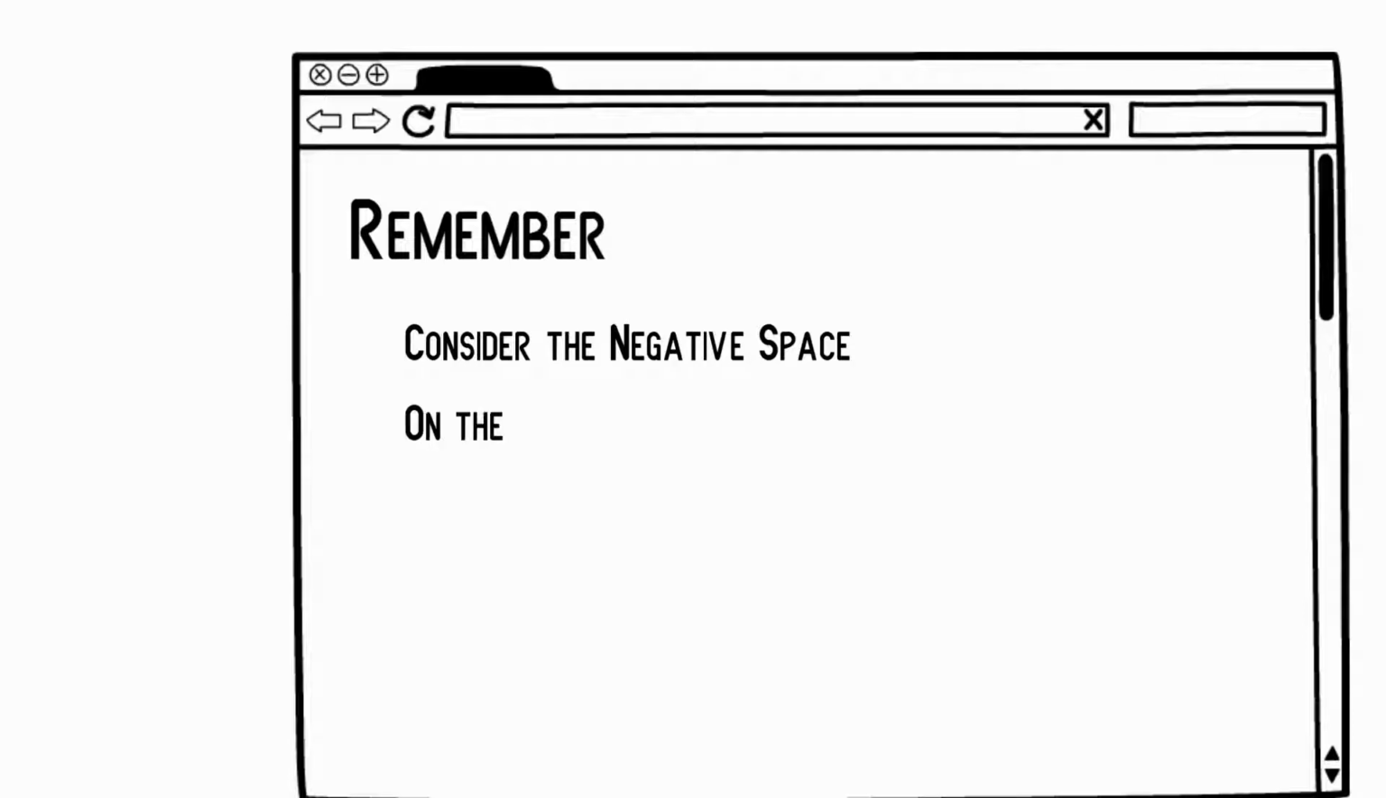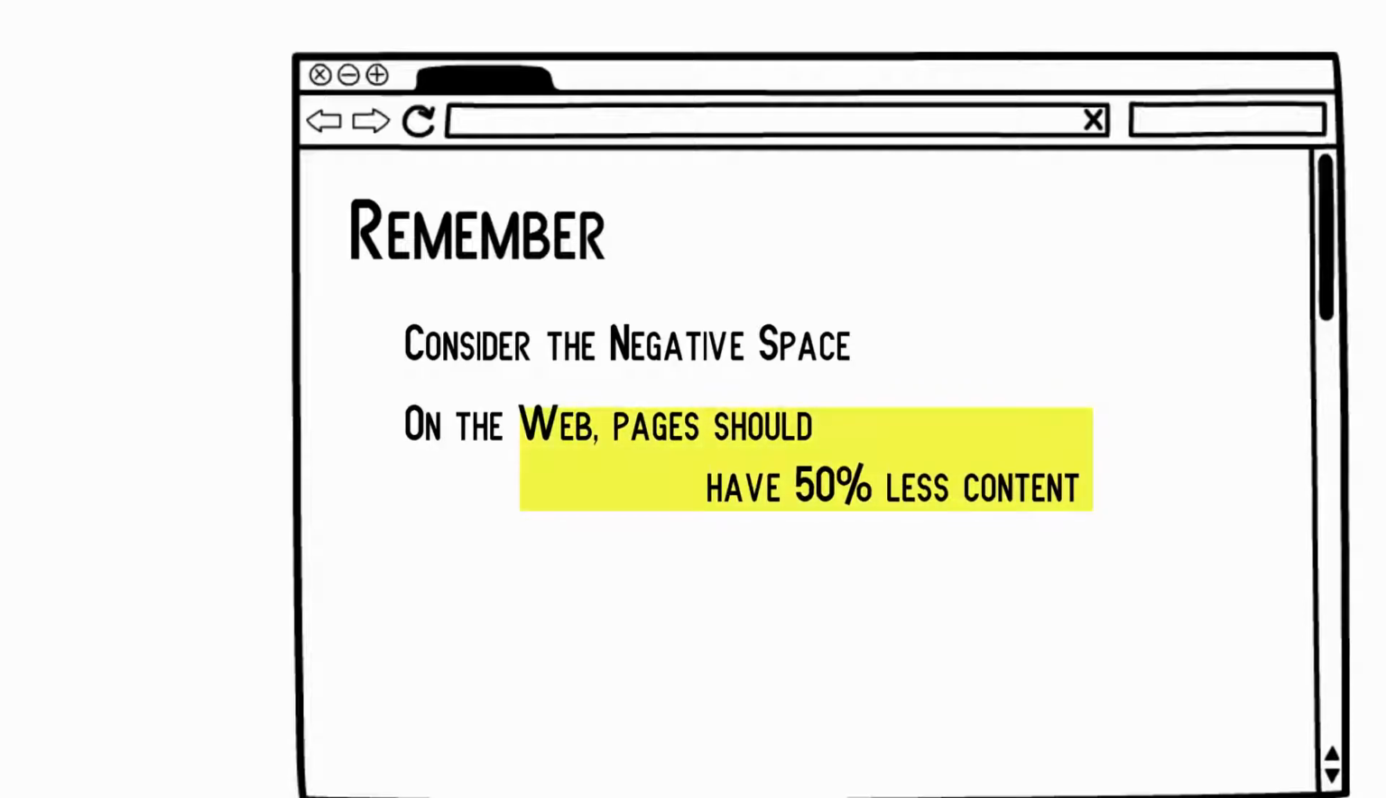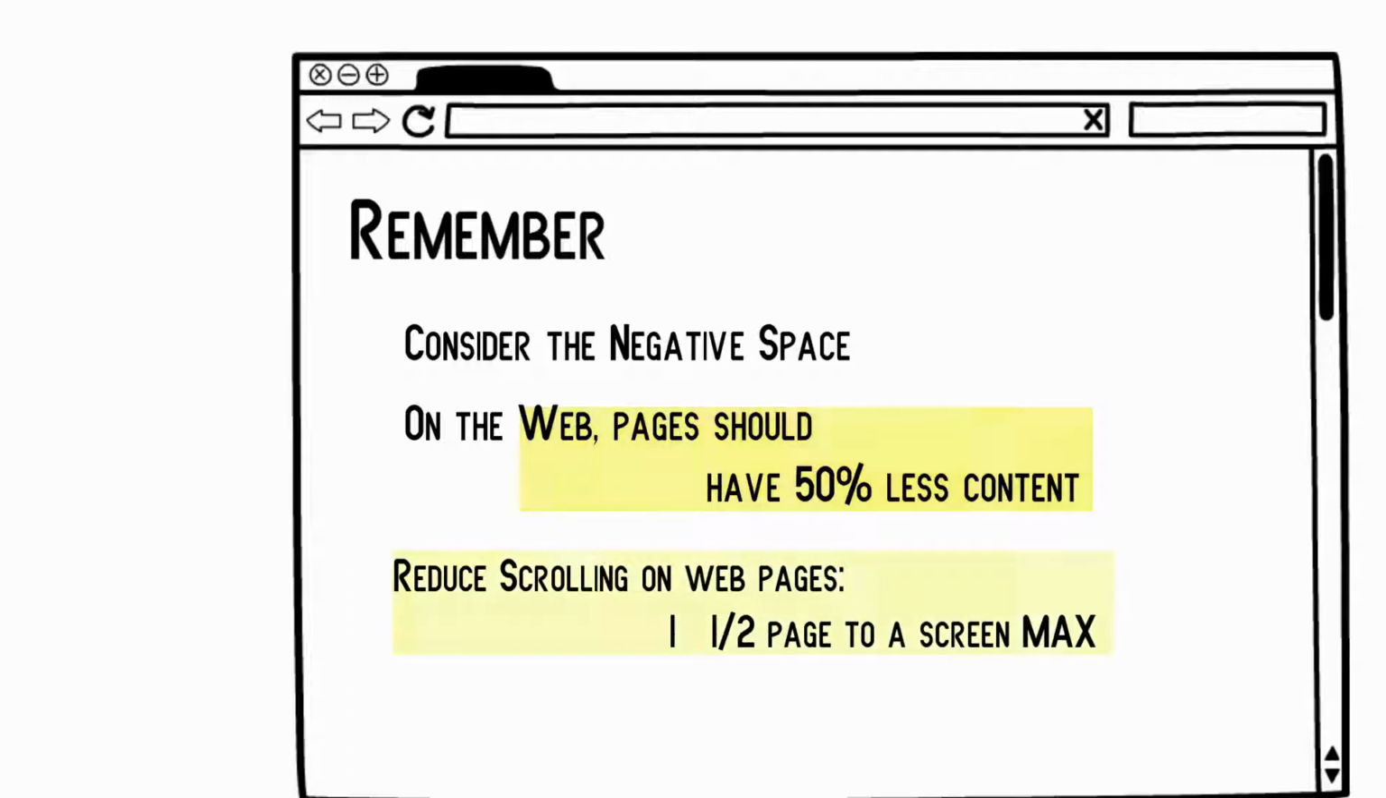Remember to keep the negative space in mind when editing a content page. On the web, your pages should contain at least 50% less content than a paper version. It is best to reduce scrolling by making pages no more than a screen and a half and breaking extra content up into multiple pages. Then revisit and edit the content.